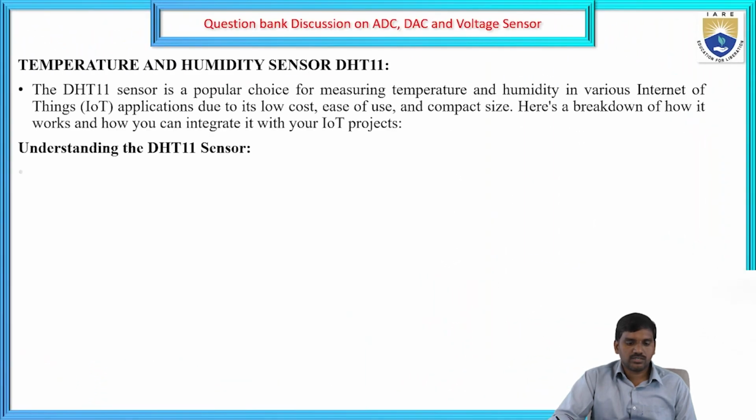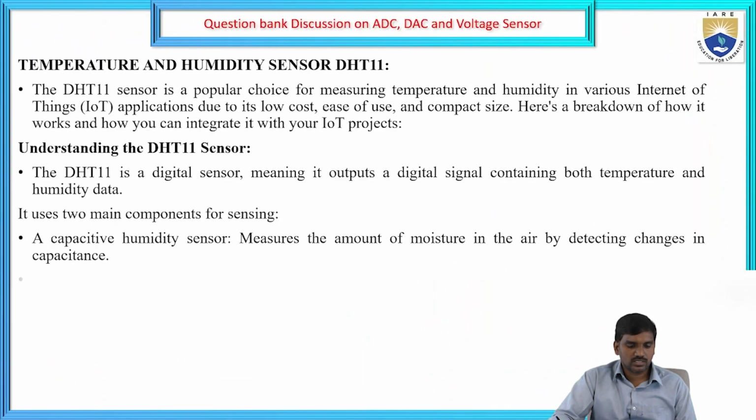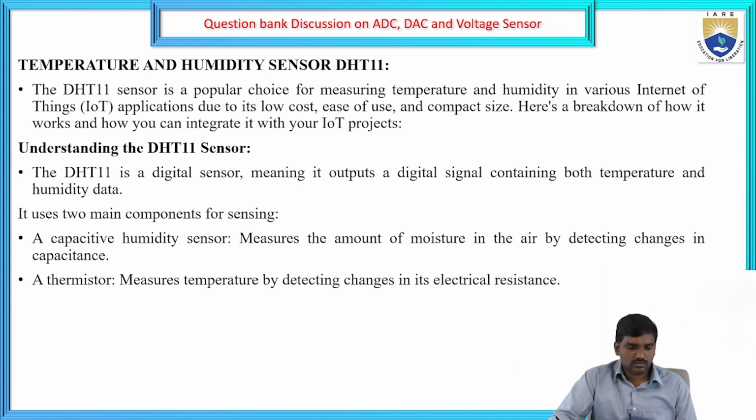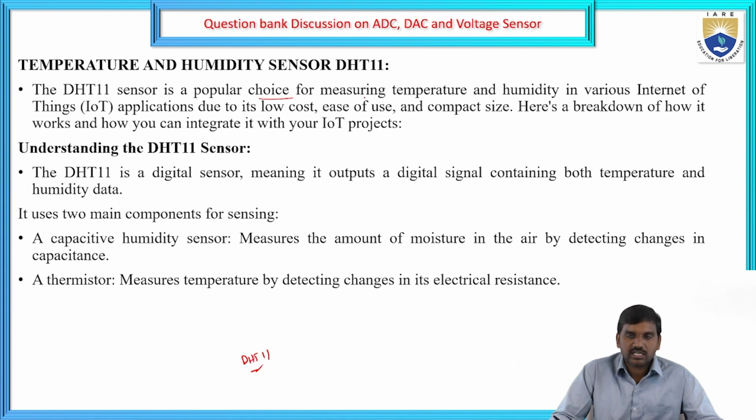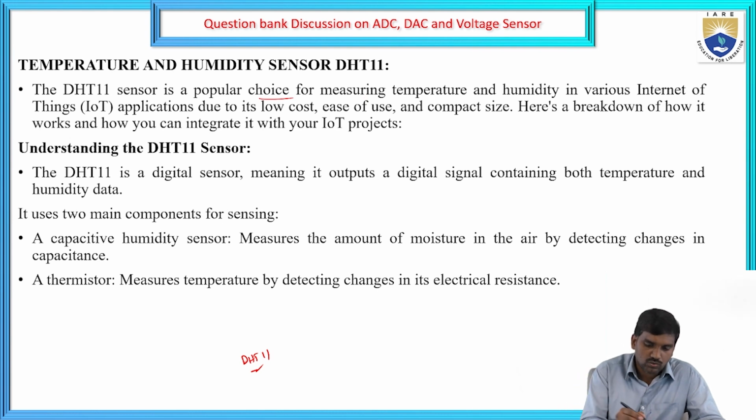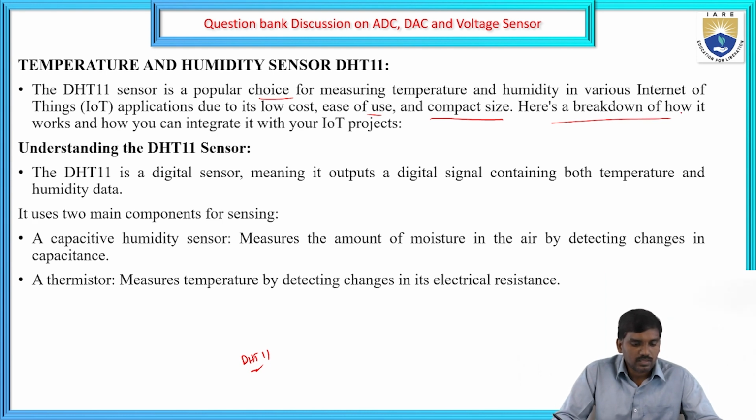Next, temperature and humidity sensor. Here, the DHT sensor, the DHT11 sensor, is a popular choice for measuring temperature and humidity in various Internet of Things applications, due to its low cost, ease of use, and compact size. Here's a breakdown of how it works and how you can integrate it with your IoT project.